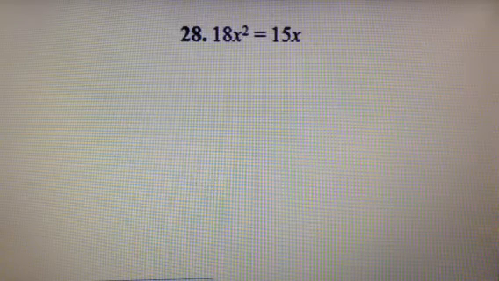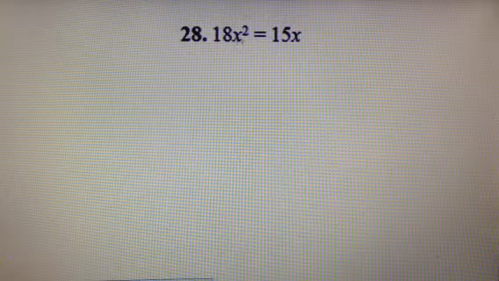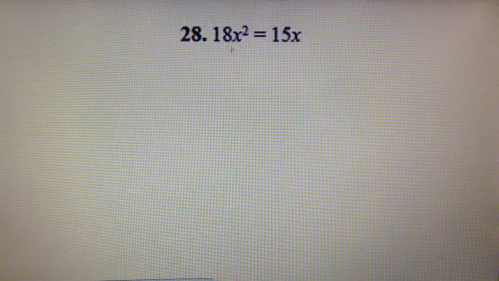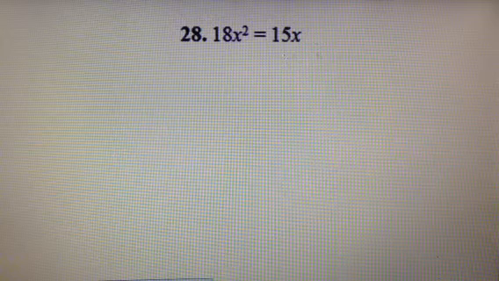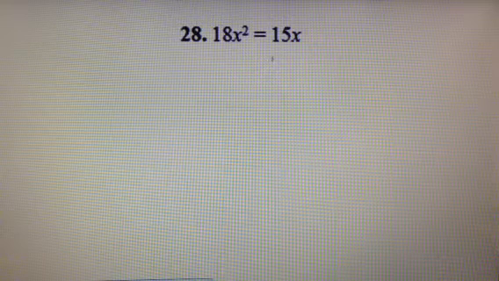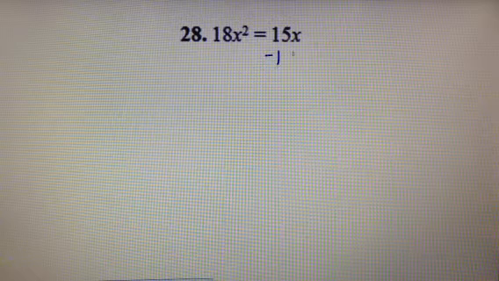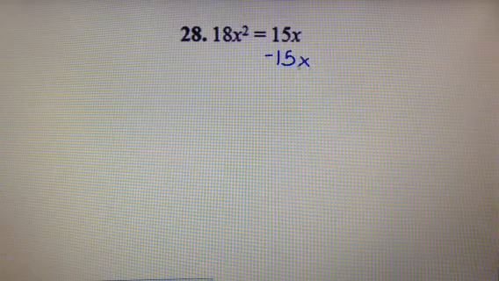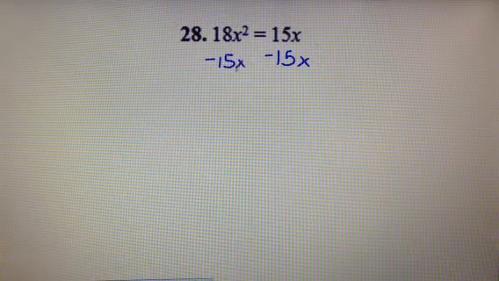On this one, we're trying to solve for x. We do not have a product equal to 0, so we can't use that trick, at least not yet. But we can get everything on one side, and if we do that, the other side will be 0. So to get rid of this positive 15x, we're going to subtract 15x from each side of the equation.